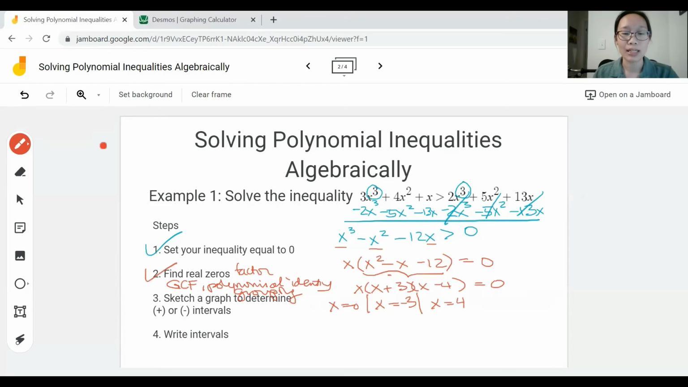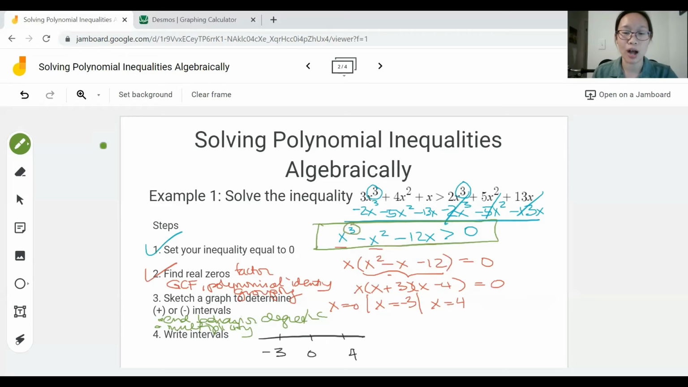Once I have all my zeros, I can sketch the graph to determine my positive or negative intervals. I'm going to line all my zeros up in order, so from negative 3, 0, and 4. And then I'm going to use what I know about end behavior, using my degree and leading coefficient, and also the multiplicity of my zeros to figure out what this graph looks like. I see that my degree, my highest exponent, is 3, which is odd. So that means my ends are going to go opposite ways. And because my leading coefficient is positive, I know that the right will go up and the left will go down.